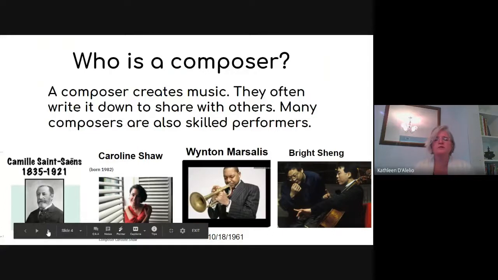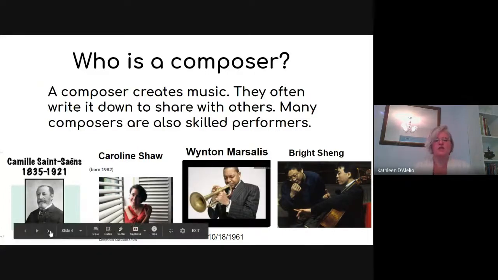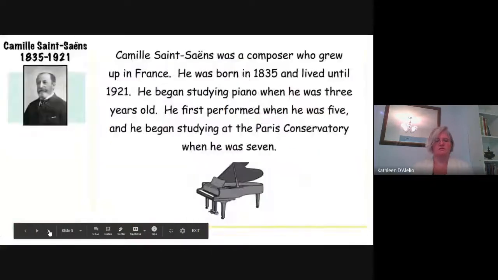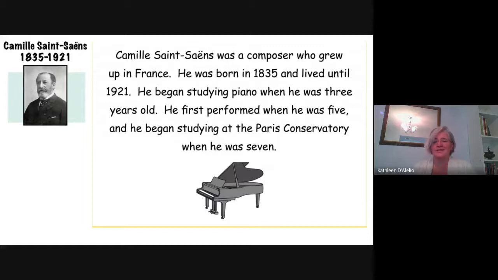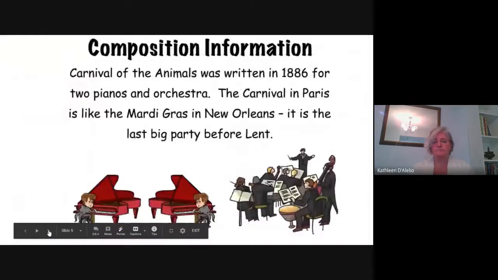So a composer creates music. They make the music. They create it. They think of it. Camille Saint-Saëns was a composer who grew up in France, and he was born in 1835. He is from our past, and he lived until 1921. He began studying piano when he was only 3 years old, and he first performed when he was 5, and he began studying at the Paris Conservatory when he was only 7.